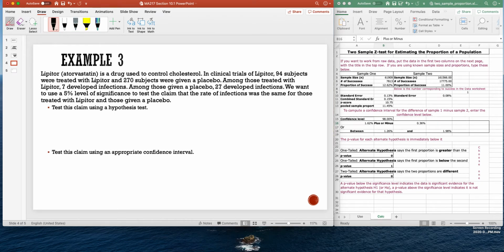Lipitor, or atorvastatin, is a drug used to control cholesterol. In clinical trials of Lipitor, 94 subjects were treated with Lipitor and 270 subjects were given a placebo. Among those treated with Lipitor, 7 developed infections. Among those given a placebo, 27 developed infections.